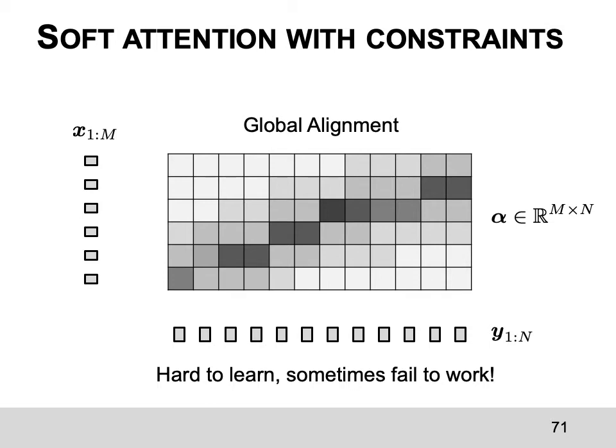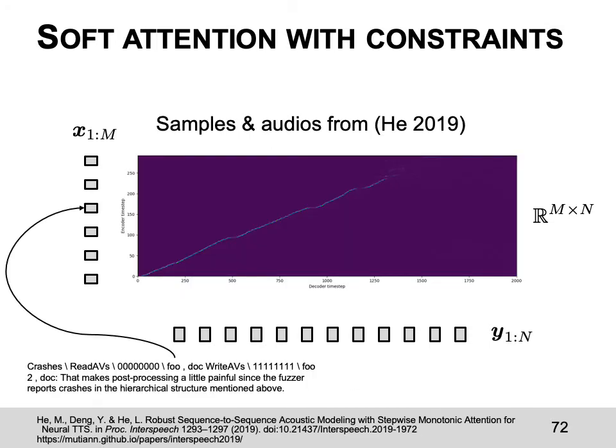So I'd like to play one sample. This is one sample from the paper from Microsoft Research, where they use the global attention to generate very long sentences. You can hear the sound. So the text transcription is here. So this will be the input.